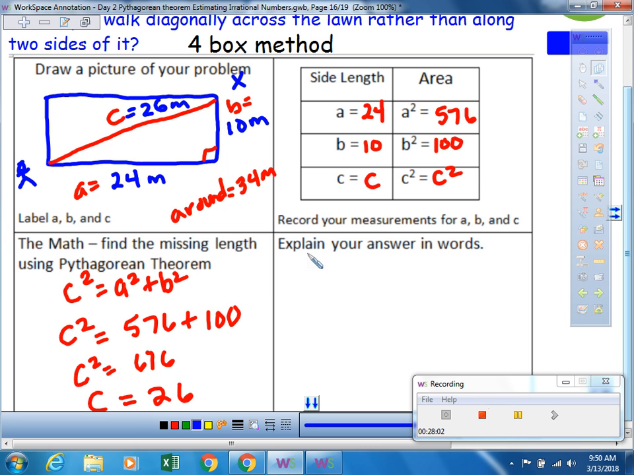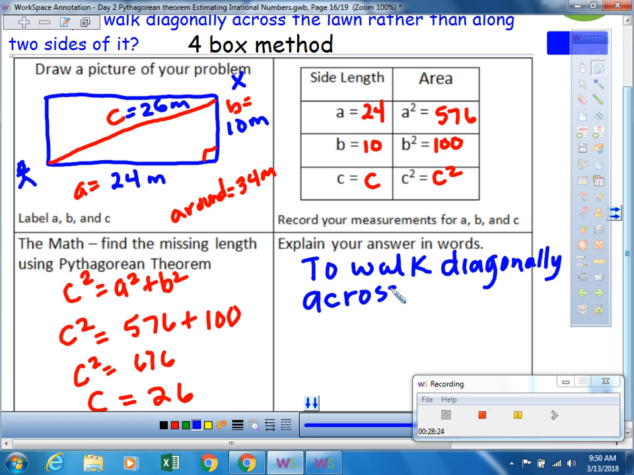So I would say to walk diagonally across the lawn, it would be 26 meters.